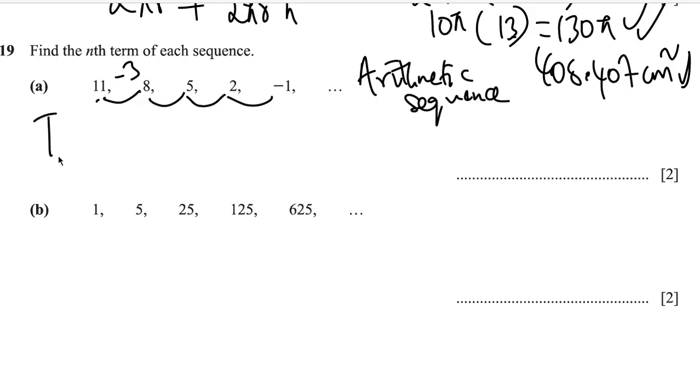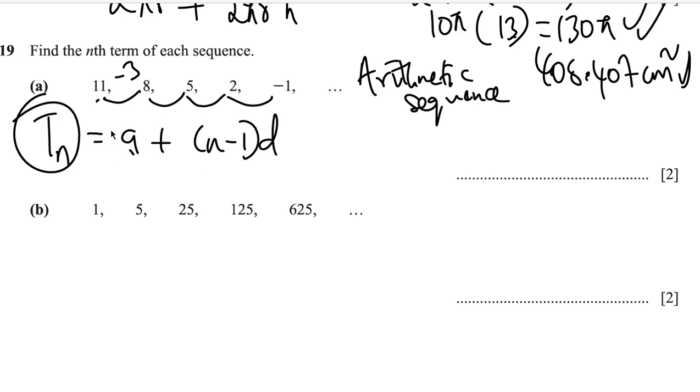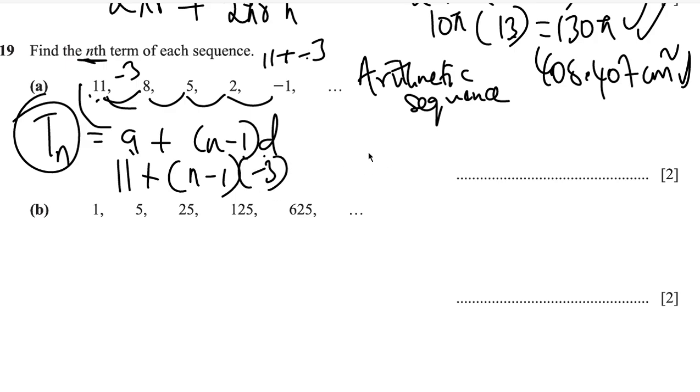So, knowing that the nth term of an arithmetic sequence is equal to a plus (n minus 1) d, what's the a? A represents the first term of the sequence, and that's 11, right? So 11 plus, we're asked for the nth term, so we don't need to substitute any value for n. And then the d is the constant difference that is being added, which is negative 3. So that's going to be 11 plus (n minus 1) into negative 3.